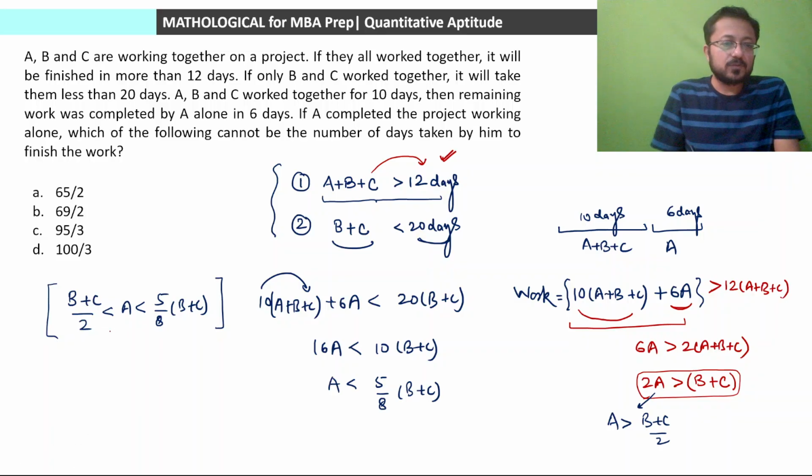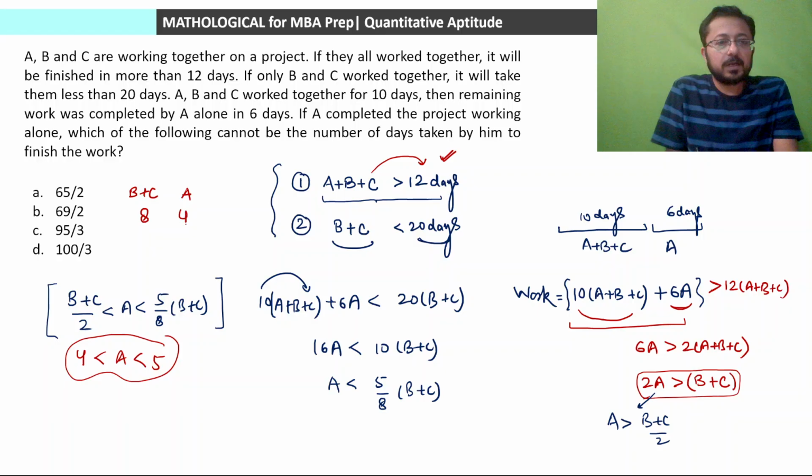So if we assume b plus c is equal to 8, let's assume efficiency. If the efficiency of b plus c is equal to 8, then the efficiency of a will be somewhere between b plus c by 2, that is 8/2, so between 4 and 5/8 into 8, which is 5. Efficiency of A will be between 4 and 5. Now assume two extremes. In one case assume the efficiency of A is 4, in the other case assume the efficiency of A is 5, and we will get the upper and lower limits.